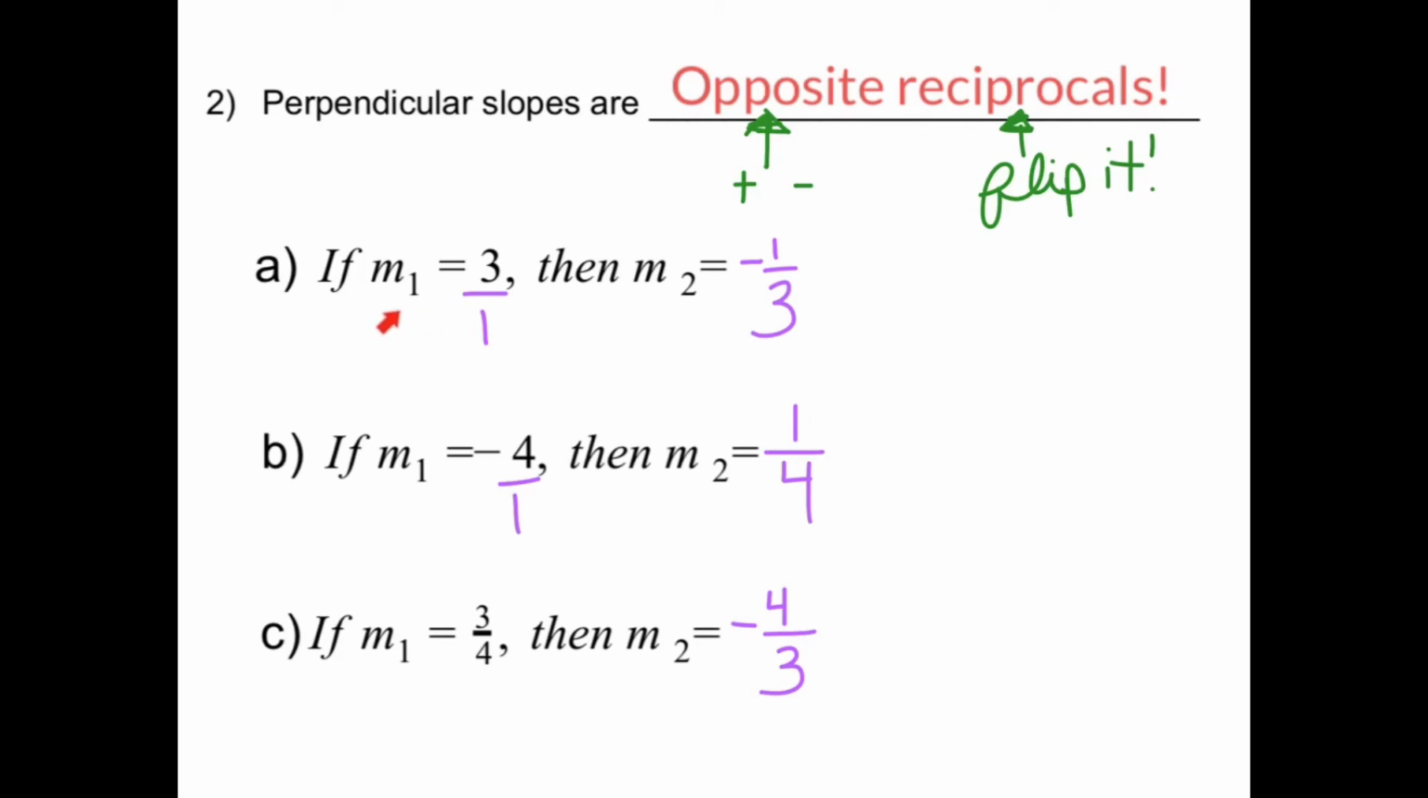So if our original slope, or the slope of our first line, is 3, well, that's 3/1. So to make it opposite, it's negative, and to flip it, it's now 1/3. If the original slope is -4, put that over a 1 to make it a fraction. It was negative, it is now positive, and instead of 4/1, it's 1/4. Positive 3/4 gets flipped and made negative. So these slopes would make perpendicular lines.